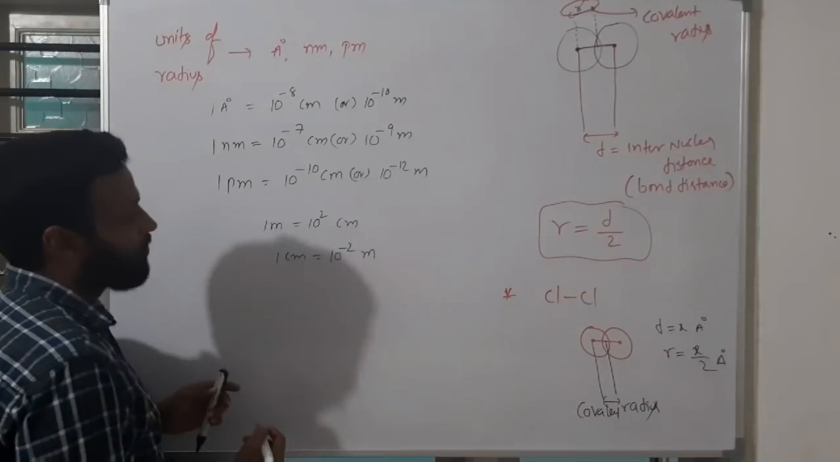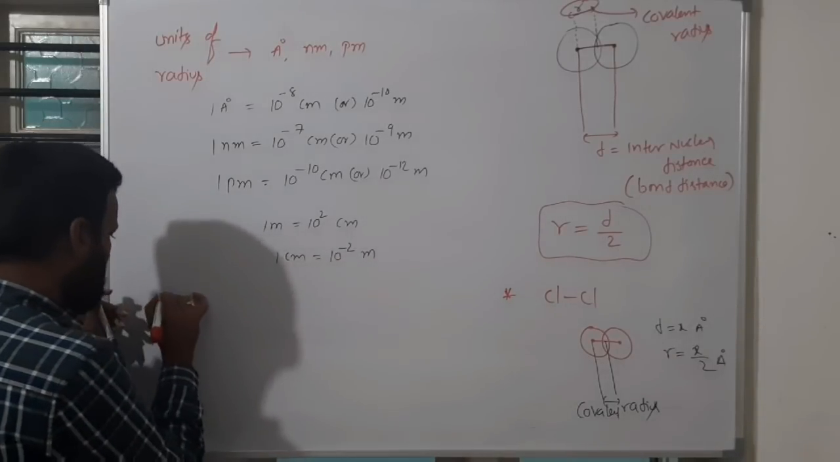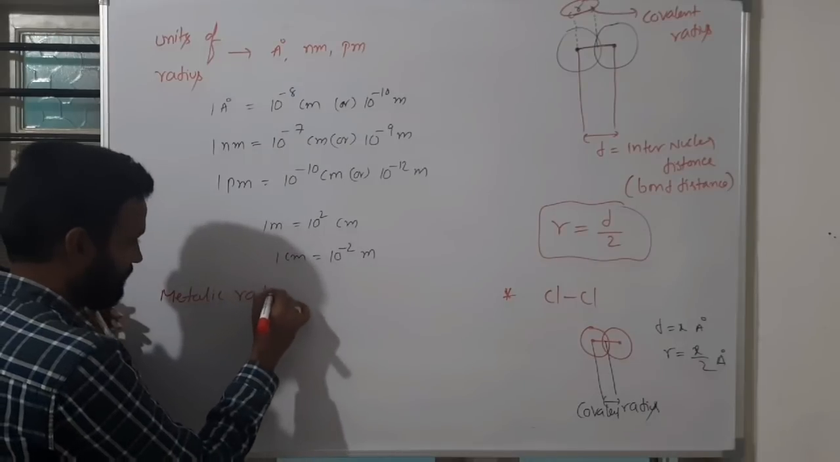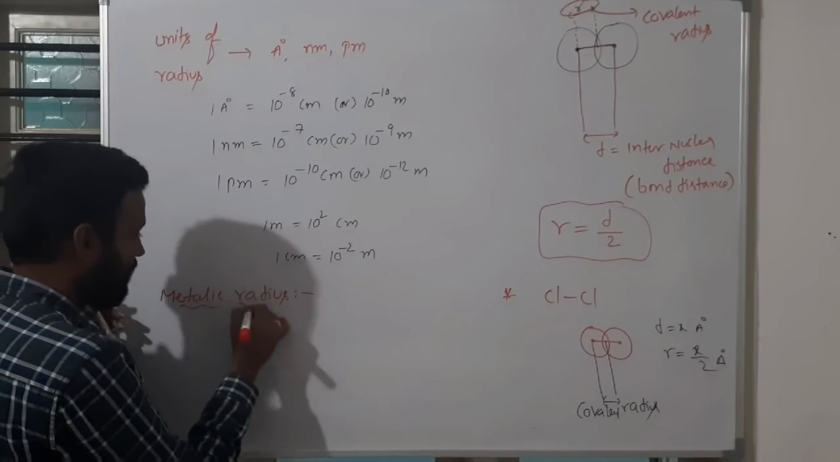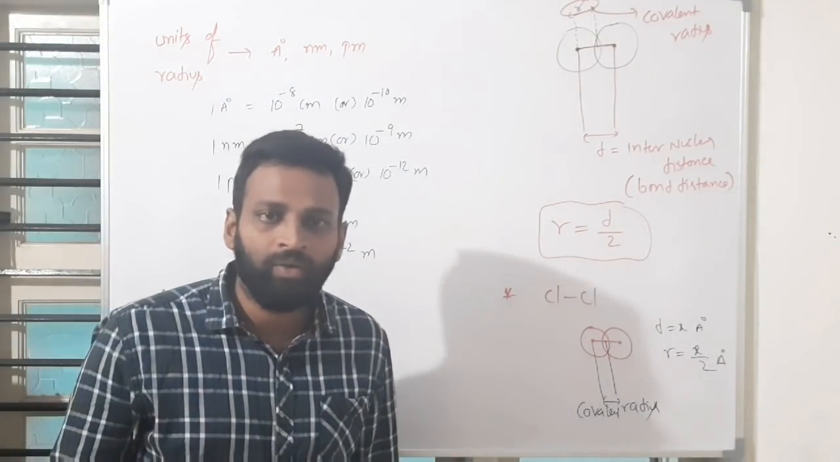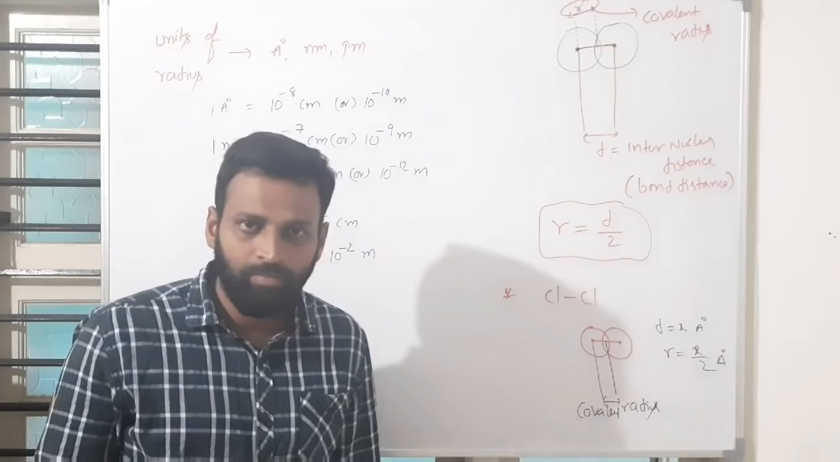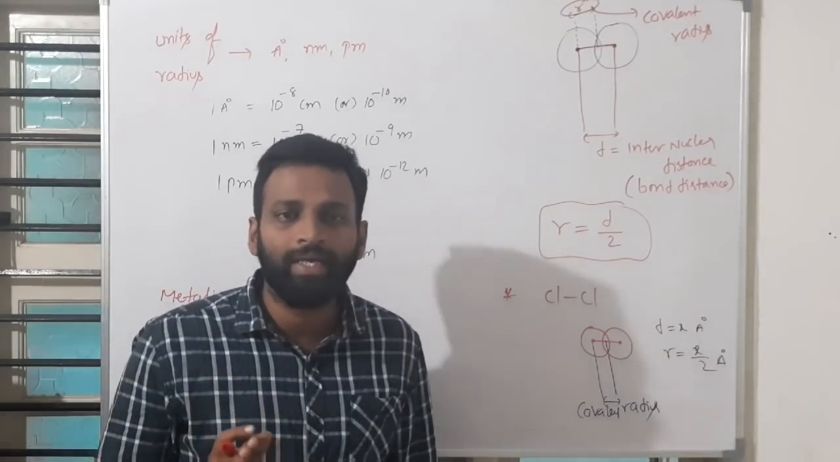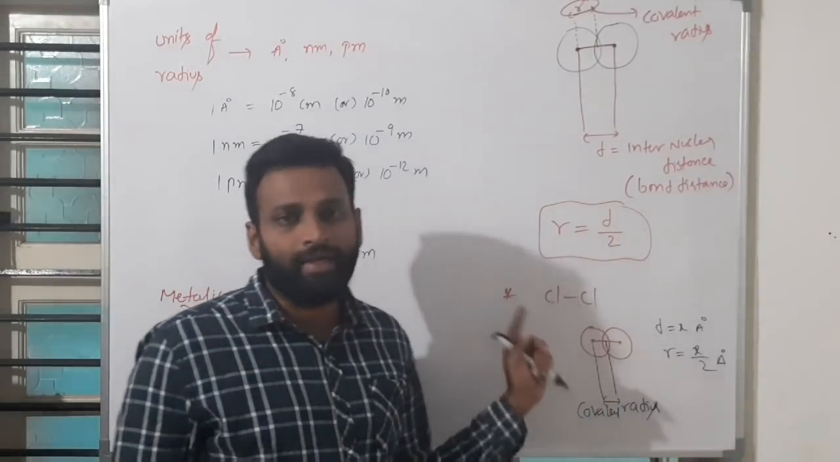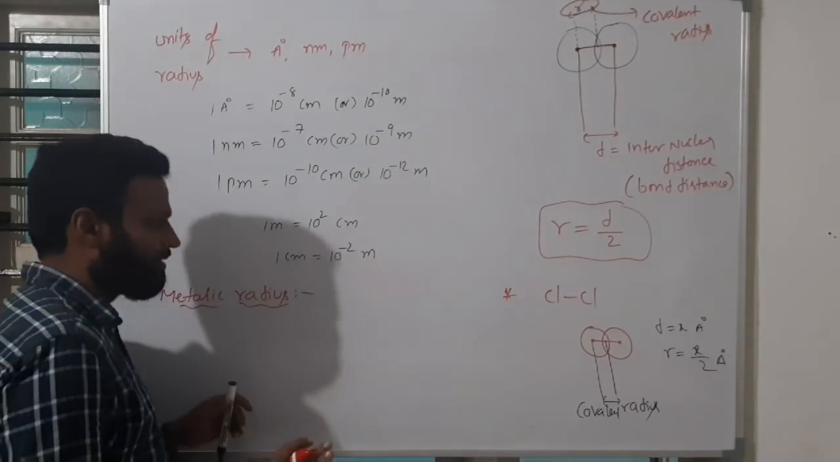Okay. So next we have to discuss the metallic radius. So what is covalent radius? We have an idea now: half of the internuclear distance between two atoms which are covalently bonded is called covalent radius. Now let's see metallic radius. Very simple.